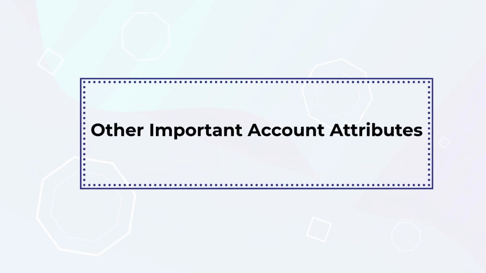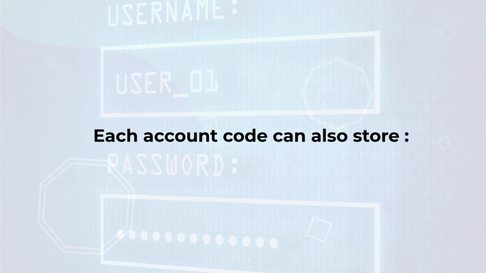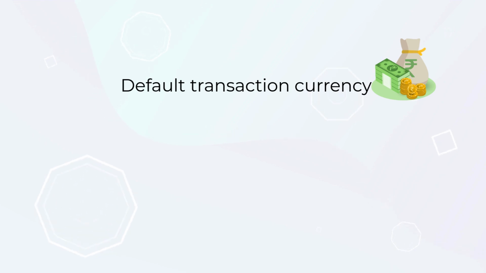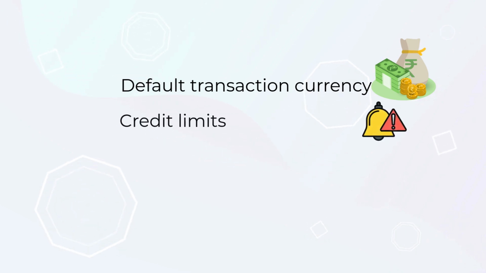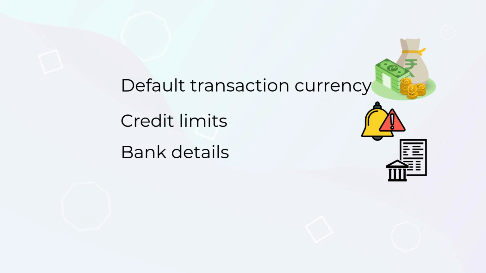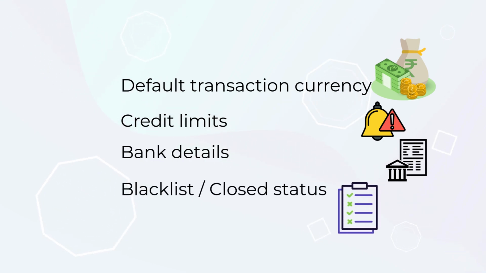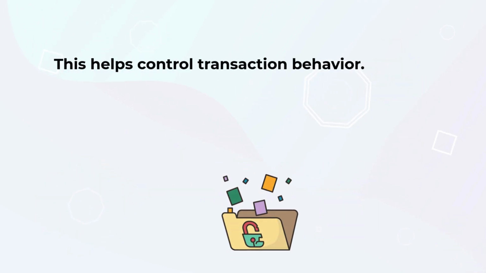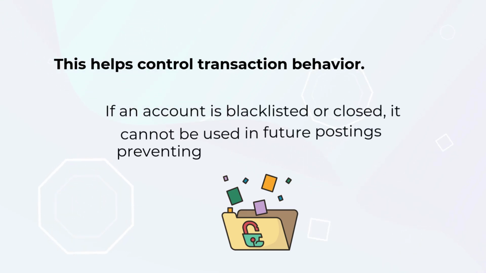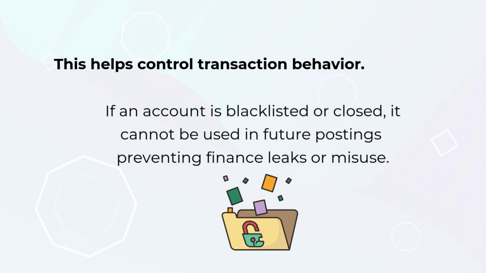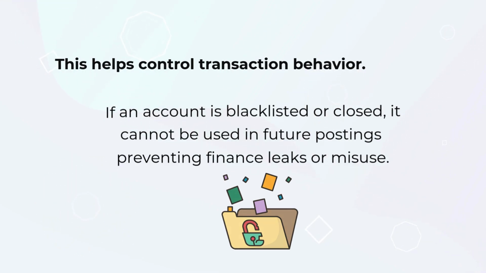Other important account attributes each account code can also store: default transaction currency, credit limits, bank details, blacklist, closed status. This helps control transaction behavior. If an account is blacklisted or closed, it cannot be used in future postings, preventing finance leaks or misuse.